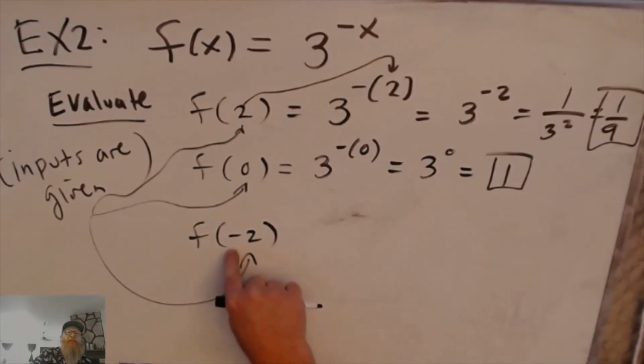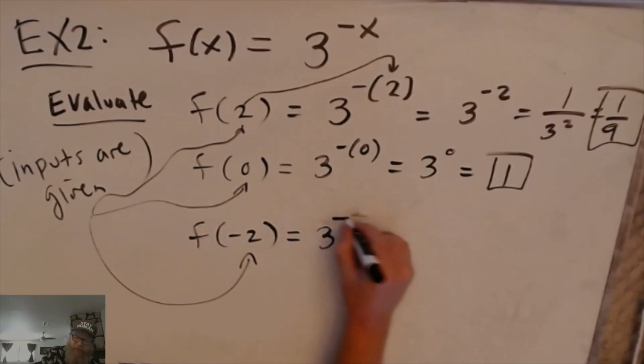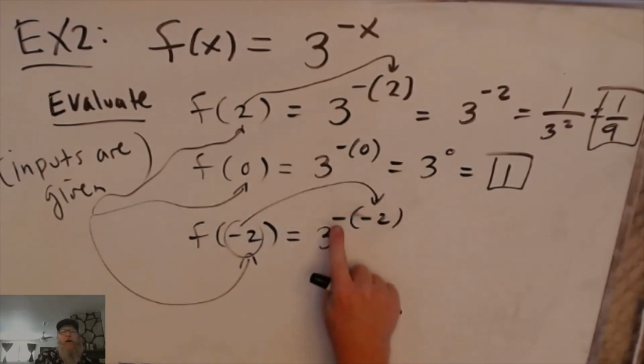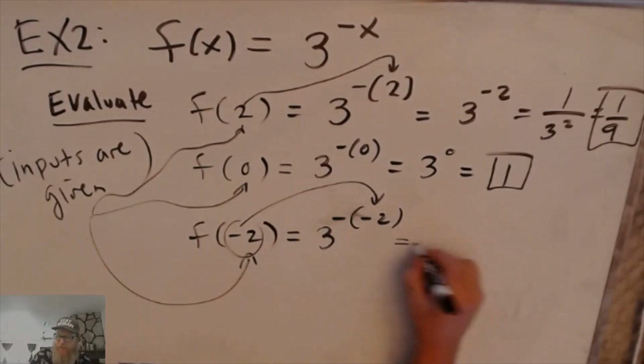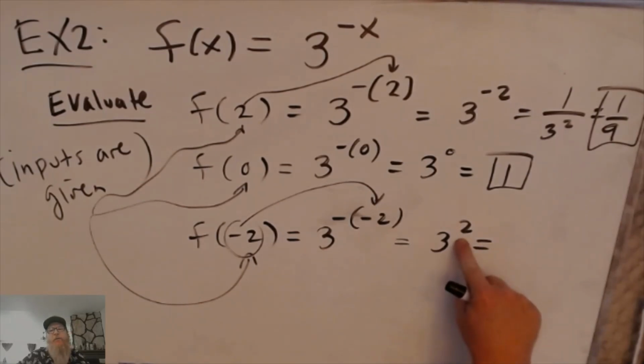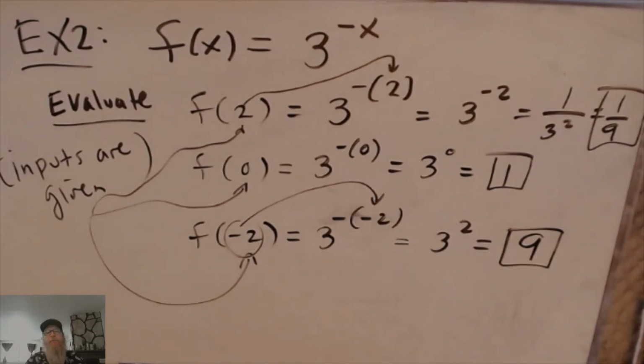And finally, for the last part, f of negative 2, I'm plugging in a negative 2, but I already have a negative sign outside waiting for me. So a negative 2 is just positive 2. And so now you have 3 times 3, which is 9.